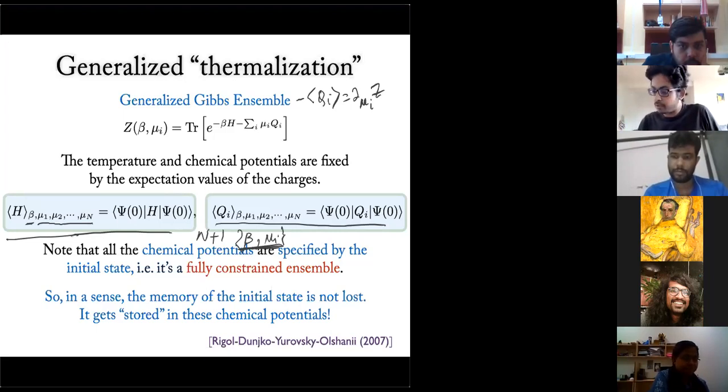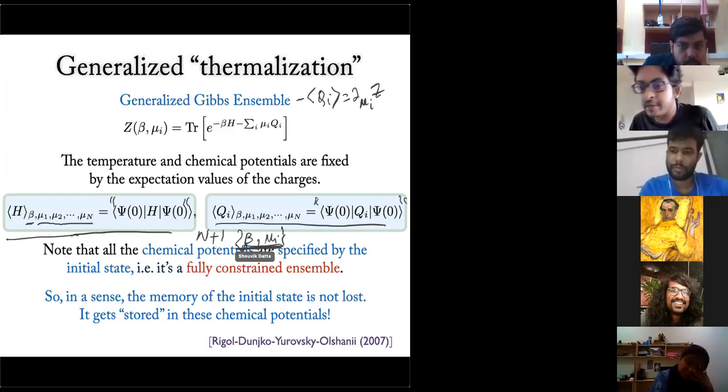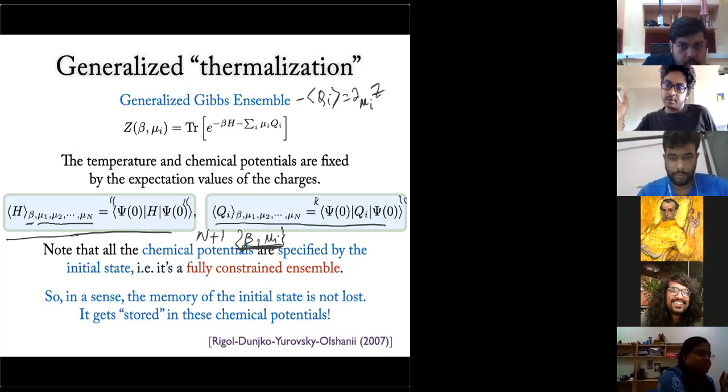Is that clear? Because this right-hand side comes from the initial state, and this gives you a set of n plus 1 equations, which allows you to fix the inverse temperature and all the chemical potentials. So there are n plus 1 equations with n plus 1 unknowns, and all of them get fixed by the initial state. So this is a fully constrained ensemble in which you have the temperature as well as all the chemical potentials fixed by the initial state.